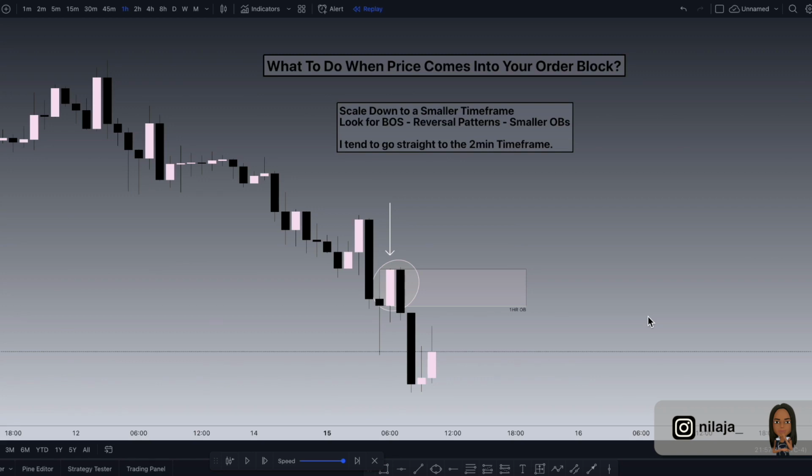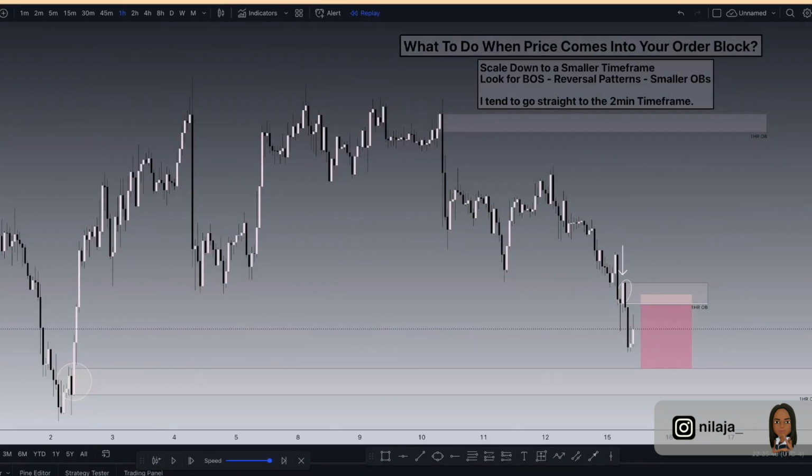What I do when price comes into our order block area is I scale down to a smaller time frame. I look for a break of structure, reversal patterns, or smaller order blocks. Before scaling down to the smaller time frame, since I trade order block to order block, what I like to do is identify order blocks above and below current price. Right here, we have a bullish engulfing, which is also the last bearish candle before the move up. So I'm looking to enter off of here and trade it into here.